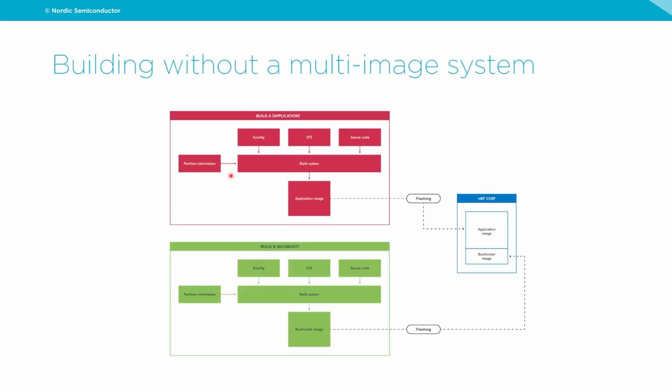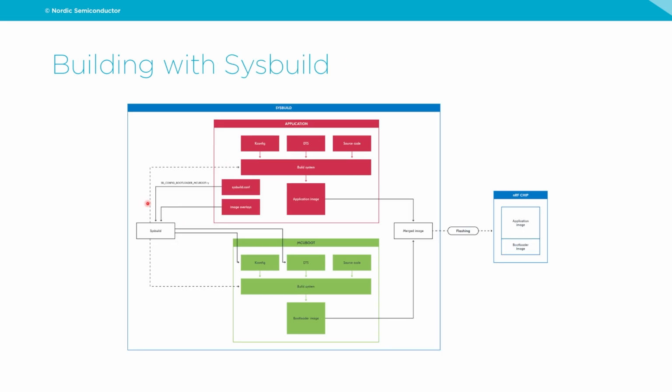So this diagram is trying to depict the challenge of having multiple images without the multi-image build system. If you have your main application and you have a bootloader, then you have to deal with two different projects, and you have to manually plan and maintain the offsets and partitions so that these images align correctly in Flash, and then you build and flash each image separately, so there's room for user error in this kind of setup. Well, SysBuild is basically automating and making this process straightforward.